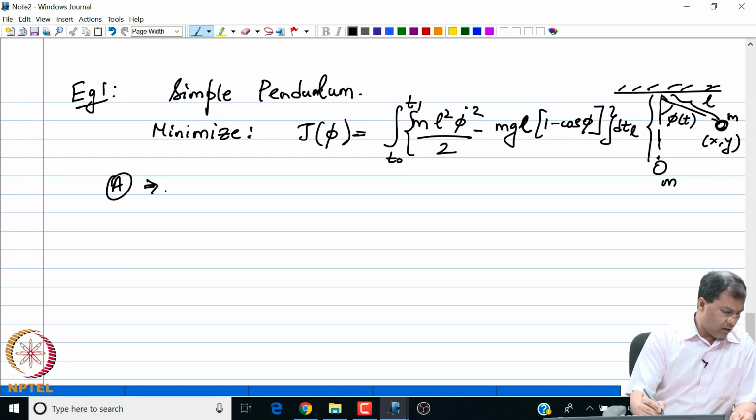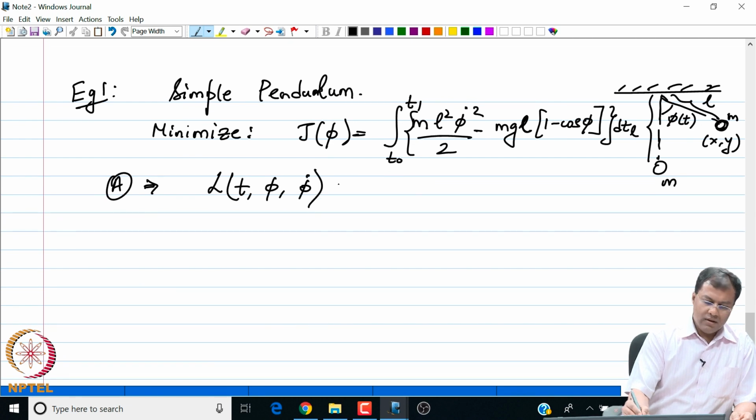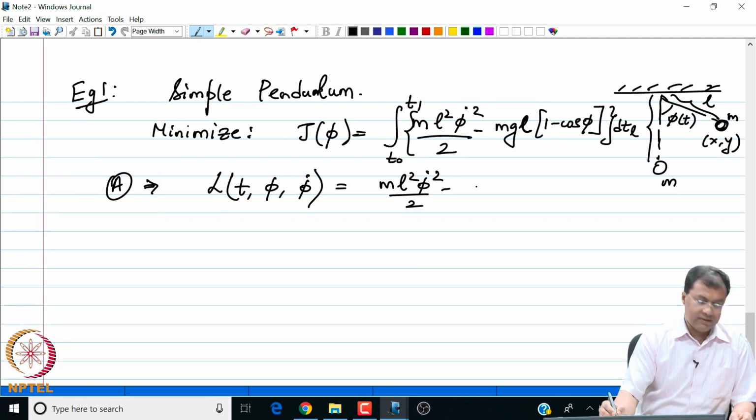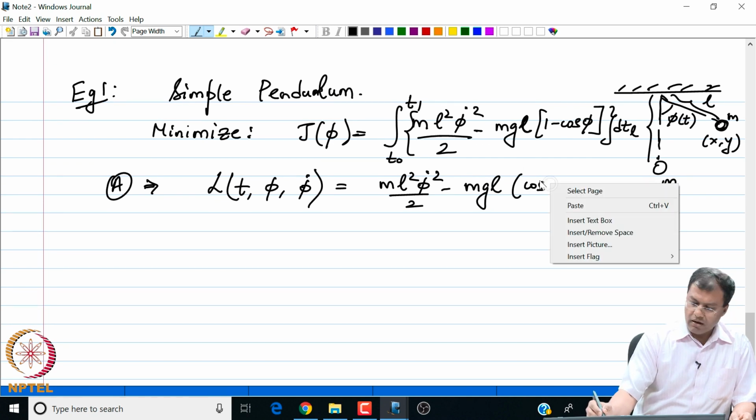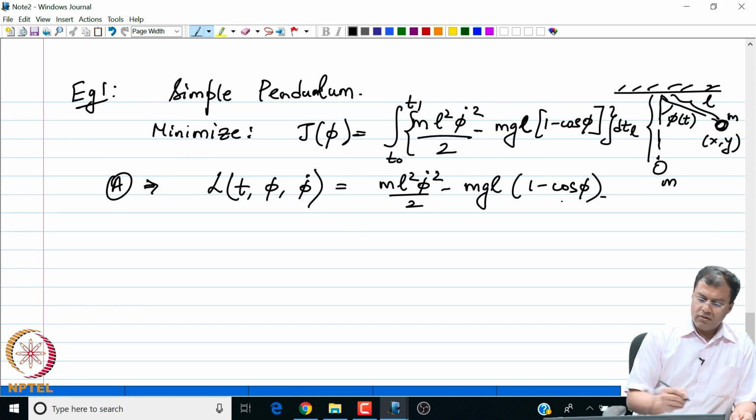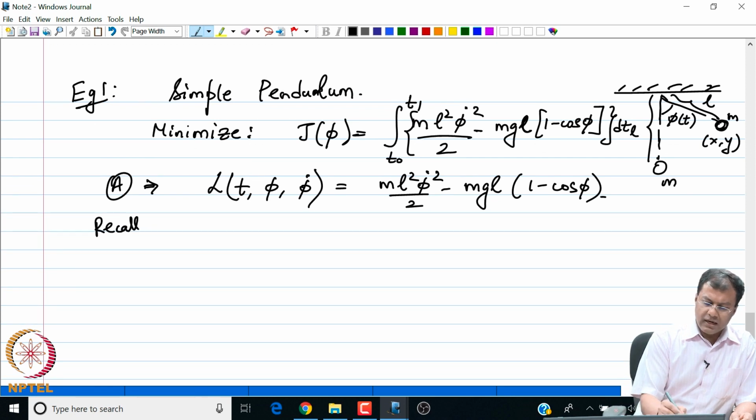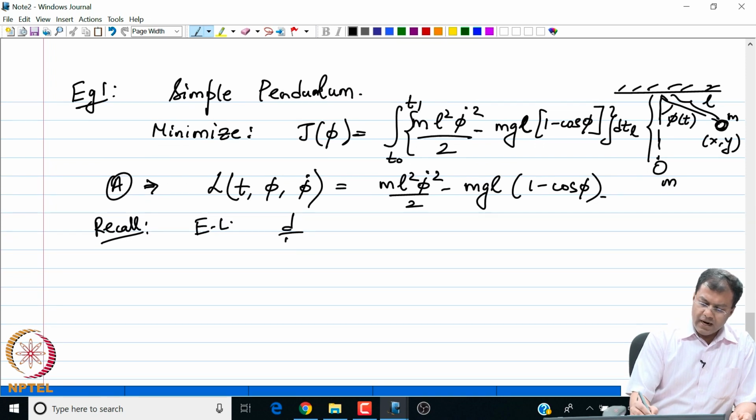My Lagrangian, let me call this A, is L of t comma phi dot. This is m L square phi dot square by 2 minus m g L (1 minus cos phi). So that's my Lagrangian, and before I use Hamilton's equation to solve, let us look at the solution via the Euler-Lagrange. That has already been done earlier, a few lectures back. So recall the Euler-Lagrange machinery provided the following relation.